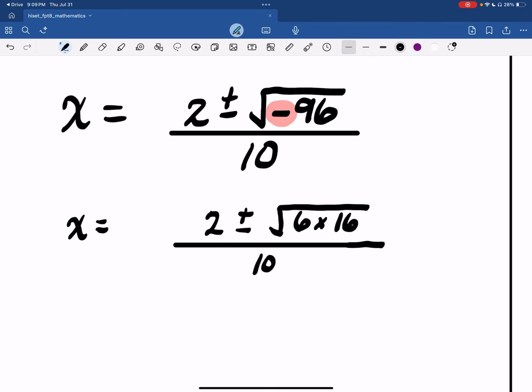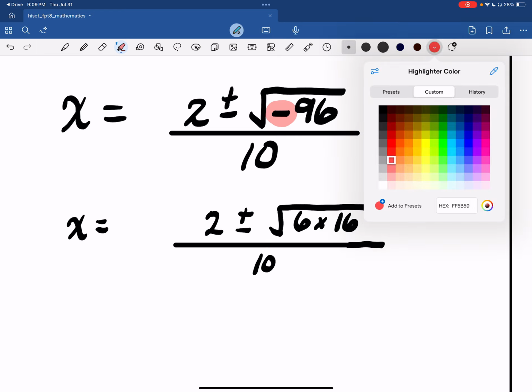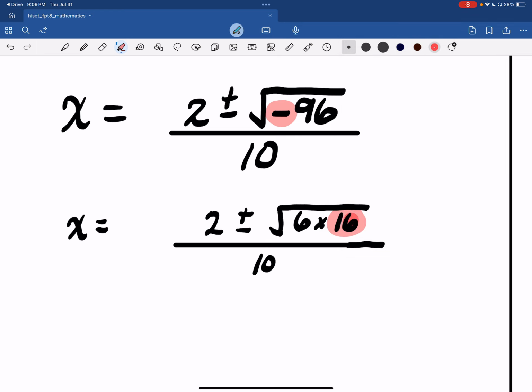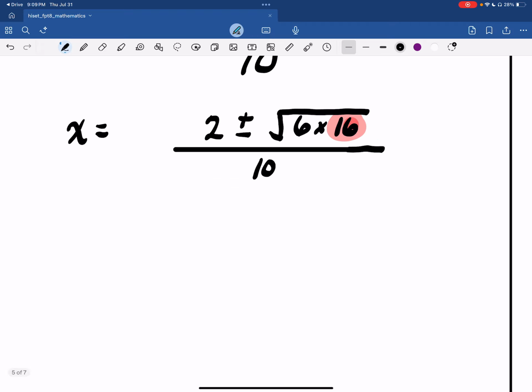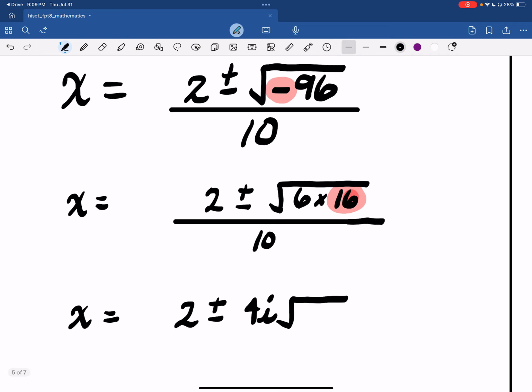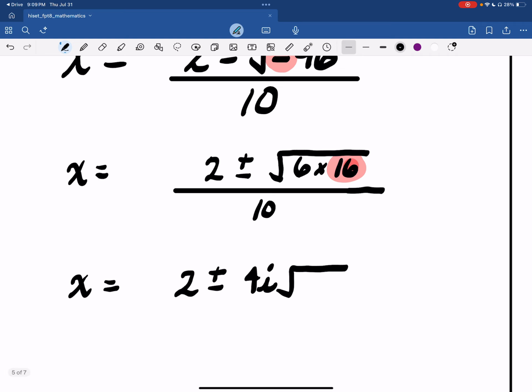So I can take the square root of 16. That's a perfect square. I don't want to lose that negative sign either. That's important. So here's what it's going to simplify to. X equals 2 plus or minus. What is the square root of 16? It's 4. And I need to bring the imaginary number in there to take care of that negative sign. So we end up with 4i. And the square root of 6 has to stay under there because I haven't done anything with that yet.